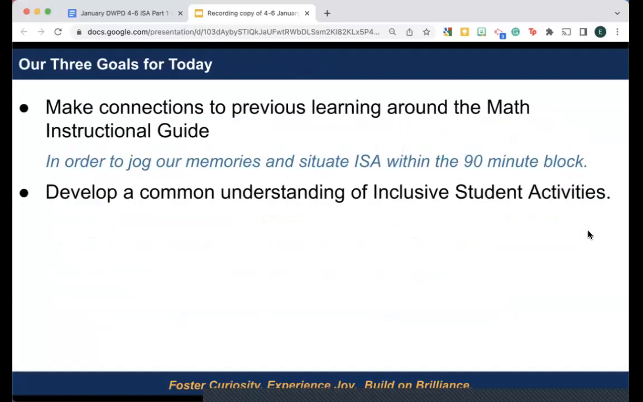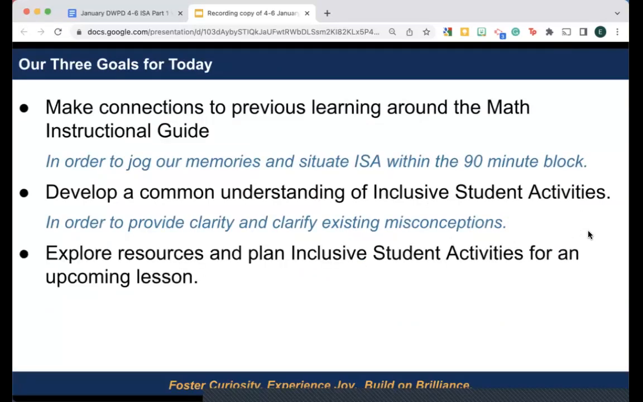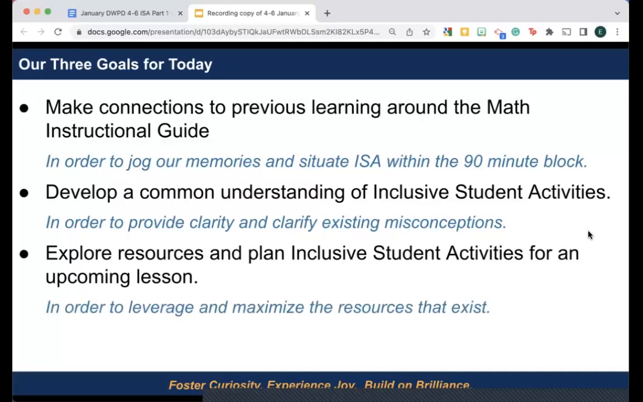Then, we want to develop a common understanding of inclusive student activities. What does that mean? What does that look like? In order to provide clarity and clarify potential misconceptions. We also want to give you some time to pause and explore resources and plan inclusive student activities for an upcoming lesson in order for you to leverage and maximize the many, many, many resources that exist.